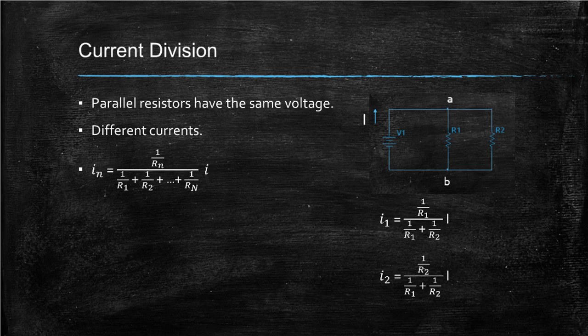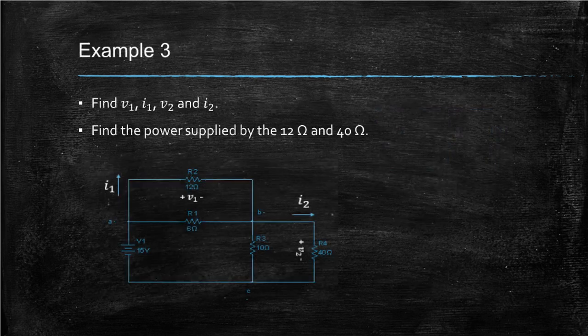Here's what we get. This is an example explaining the division of current and voltage. Find V1, I1, V2 and I2. Also calculate the power supplied by the 12 ohms and 40 ohms resistor.